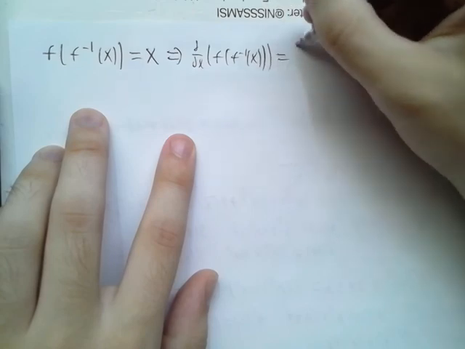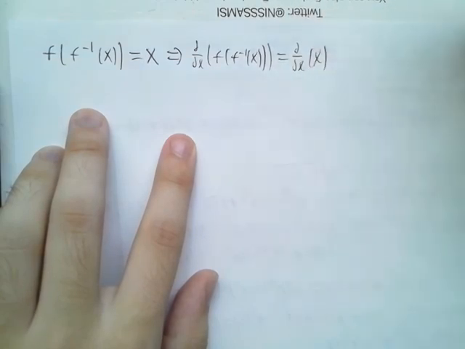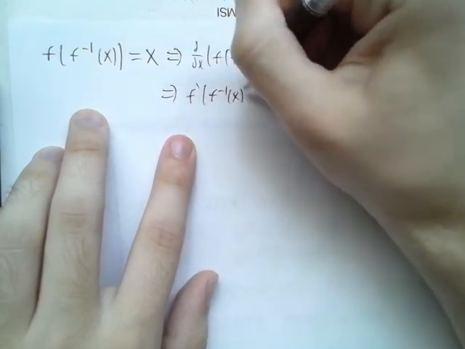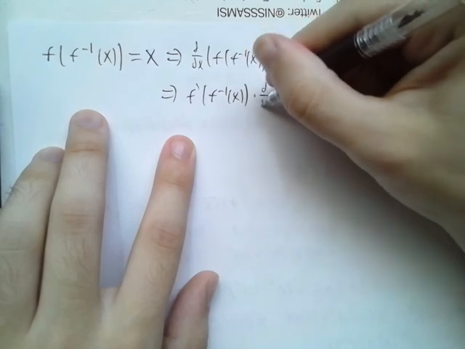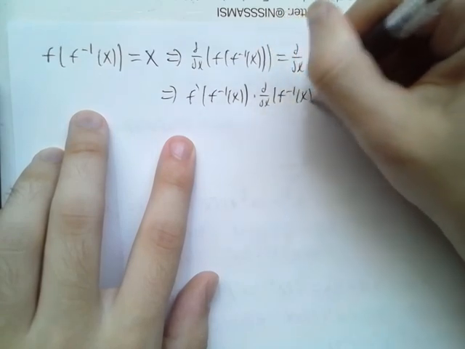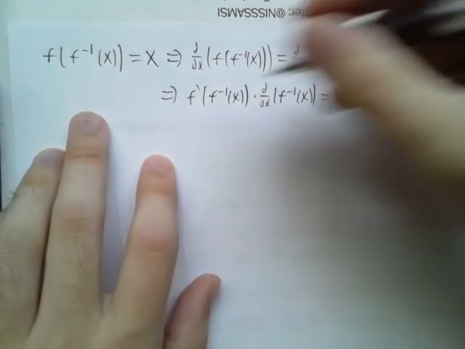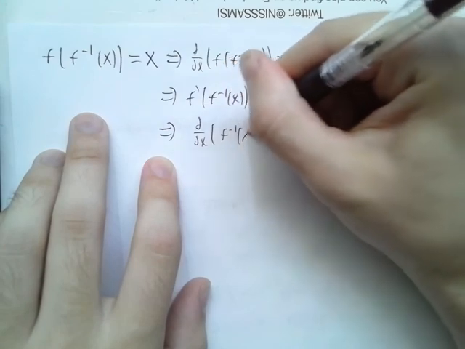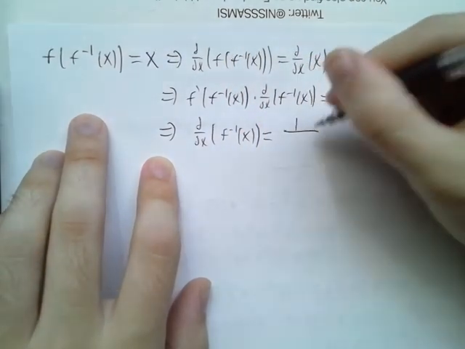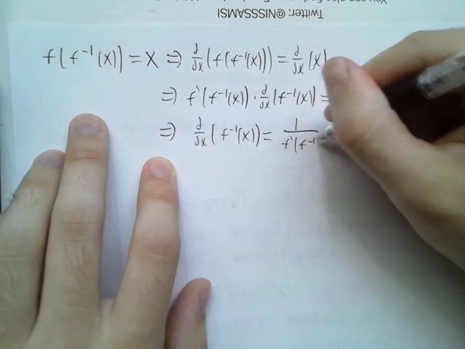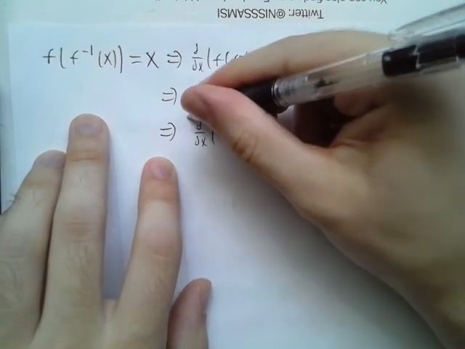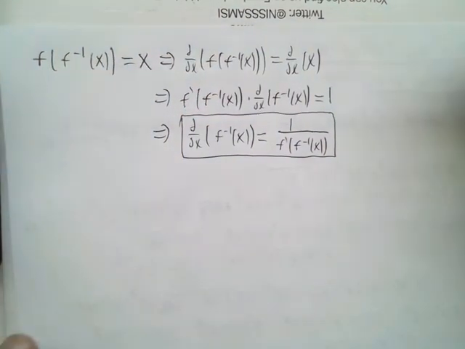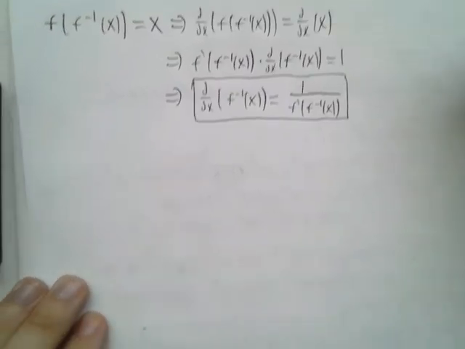and by the chain rule we get f prime of f inverse of x times the derivative of the inside function, which is the derivative of f inverse, is equal to 1. And that tells us the derivative of the inverse function is equal to 1 over f prime of f inverse of x. So this is the general formula for the derivative of an inverse function. So let me do an example of how we would use this.